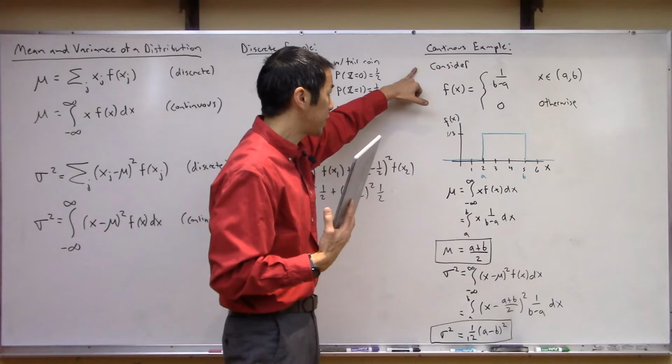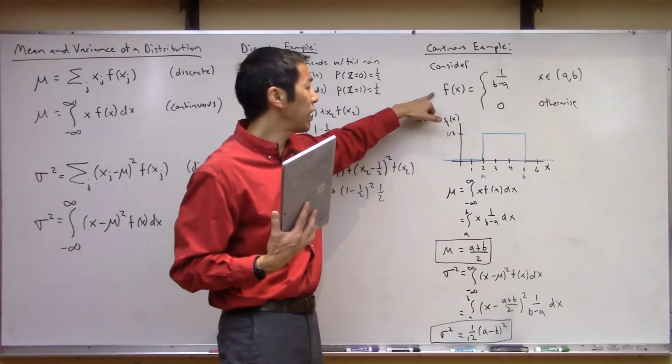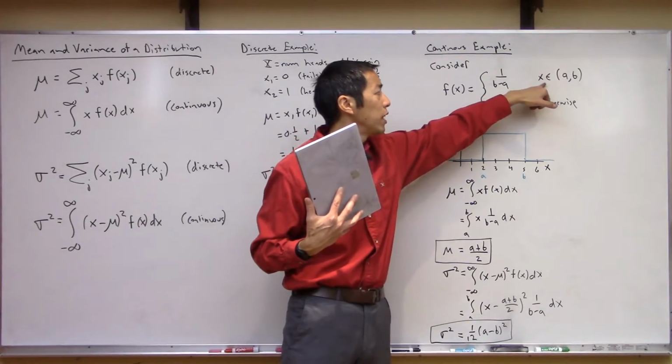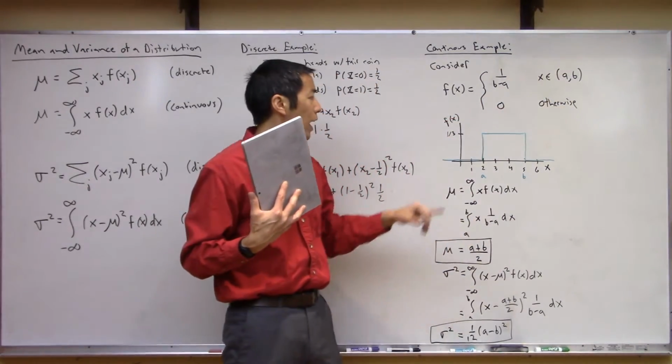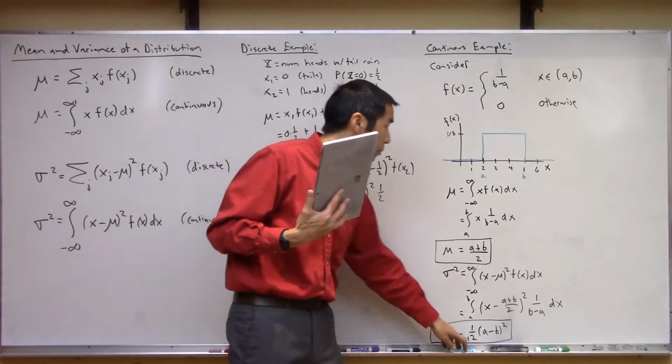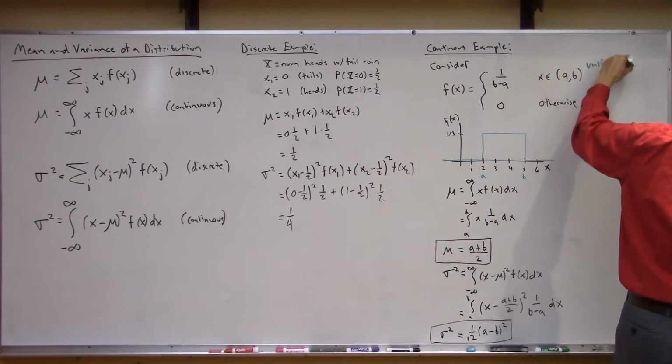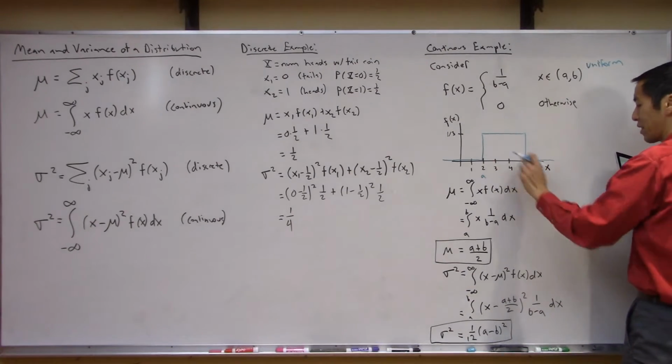Let's look at this continuous example. Let's say you've got some PDF that looks like this. It's just the quantity 1 over b minus a if you're in the interval of a b, and then it's 0 otherwise. This is sometimes also referred to as the uniform distribution, and the reason why is because if you plot this thing, it looks like this, right?